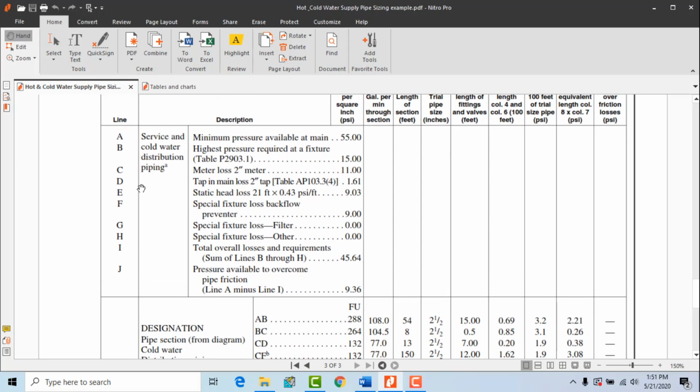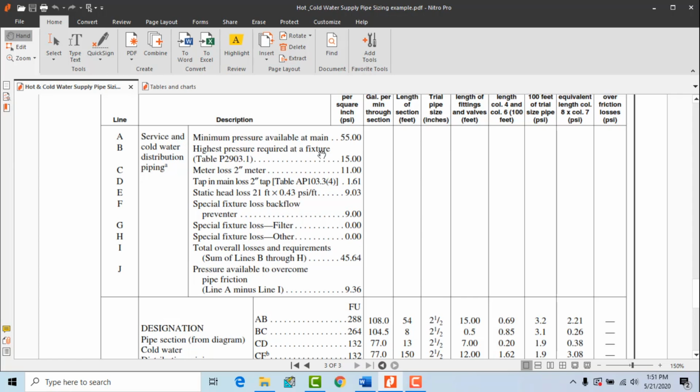So as you can see, we have mentioned each and every pressure loss with the different lines A, B, C, D, E, F, G, H, I. So we need to add all these losses from point B to point H. So line B to line H, total losses 15, 11, 1.61, 9.039. So total friction loss is 45.64 psi.